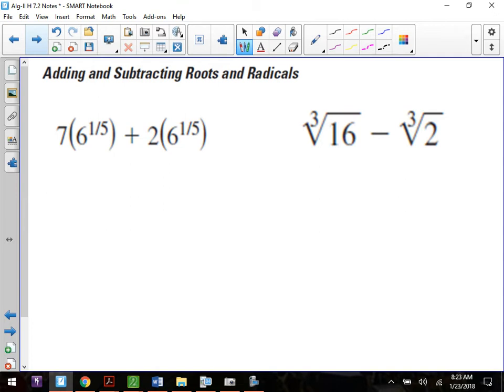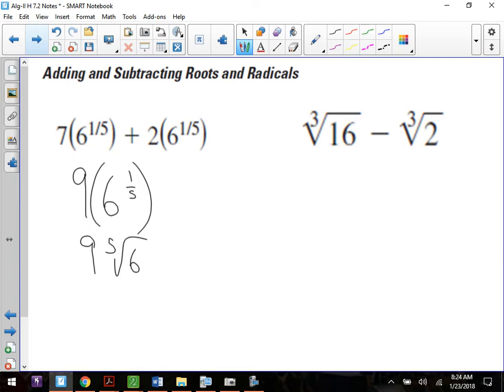So I have 7 times the quantity 6 to the 1/5 plus 2 times the quantity 6 to the 1/5. What do you think you get? You get 9 times 6 to the 1/5, depending on how we want you to answer it, as nth root or exponent. Okay?